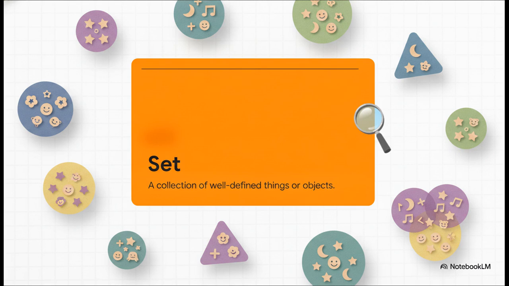Okay, did you say a collection of well-defined things or objects? If you did, spot on, you nailed it. A set is literally just a group of things that are clearly identified. And remember, the items inside a set are called members, or elements. So today, we're looking at all the different ways we can group and describe these collections.